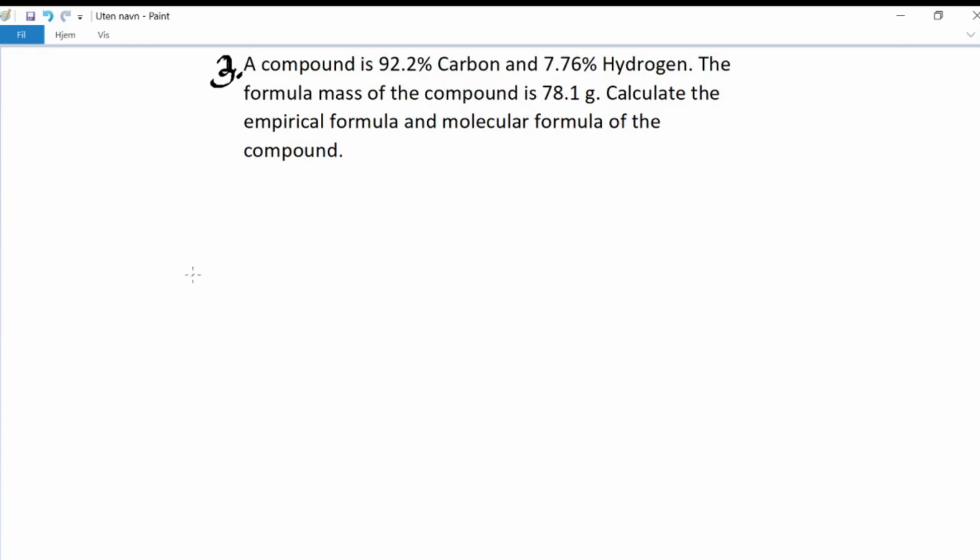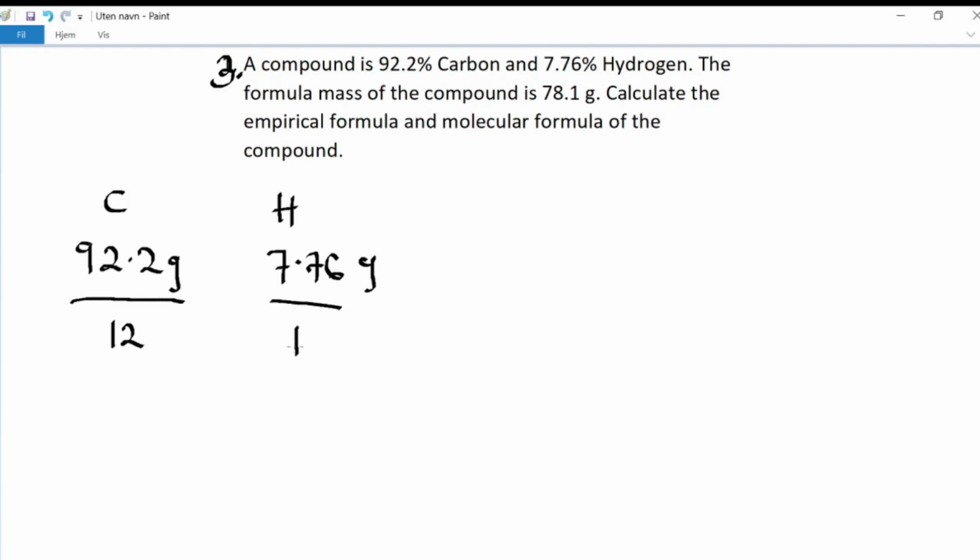As we said, we have to convert the percentage composition into moles by dividing the percentage of atoms by their molecular weight or atomic mass. So they say a compound has carbon, 92.2. You can write grams instead of percent. And it possesses hydrogen, and that is 7.76 grams. So we have to divide them by their atomic mass. On the periodic table, you will find that carbon has an atomic mass of 12 and hydrogen has 1.